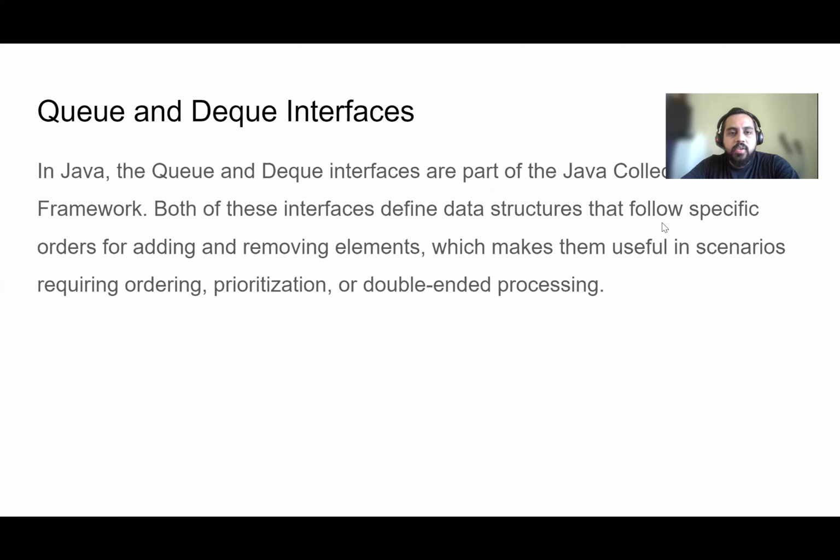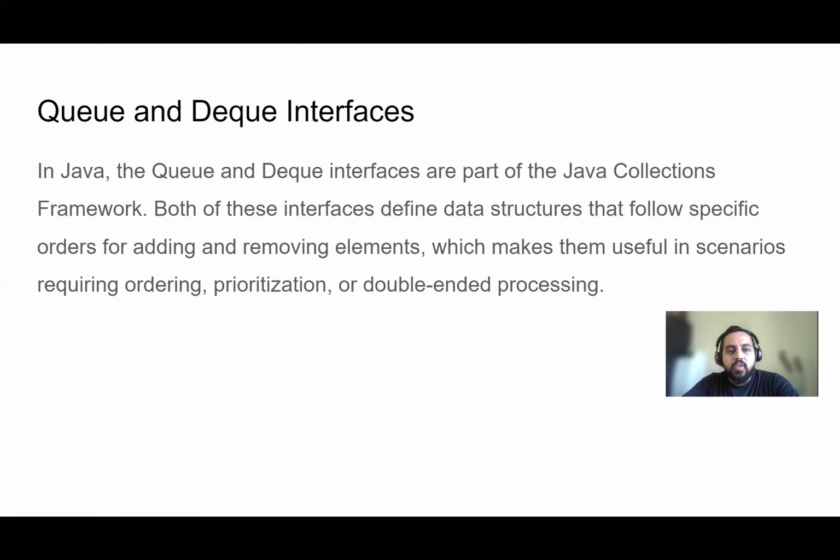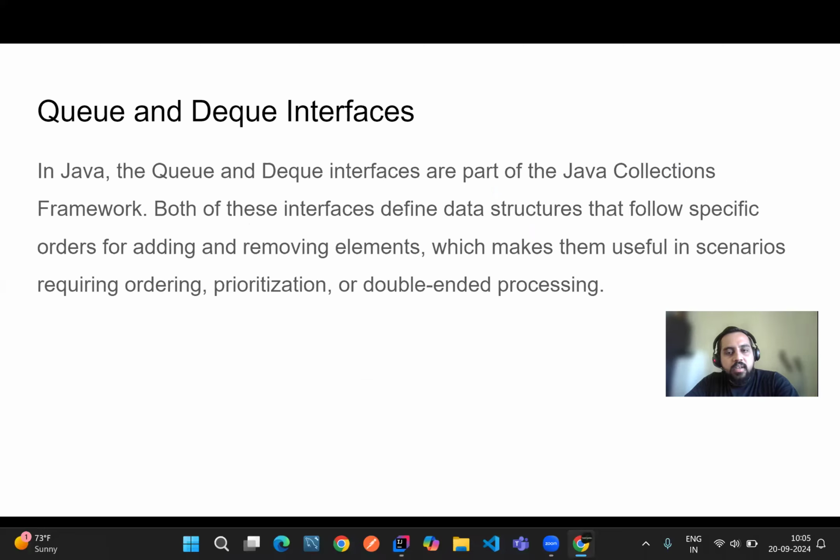So what do you mean by Queue and Deque interfaces? First I'll explain the structure. In the collection framework, we have two main interfaces: one is Collection and one is Map. Under the Collection interface, we have sub-interfaces: one is List, another is Set, and another is Queue. Under Queue, we have one more interface called Deque. So List, Set, Queue, and Deque are all interfaces.